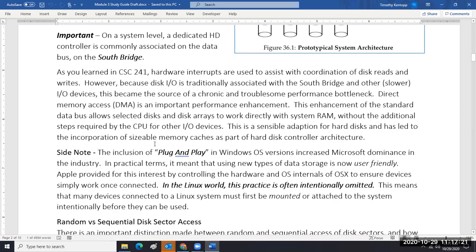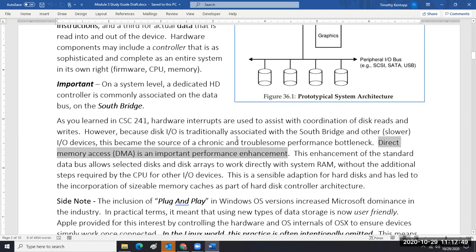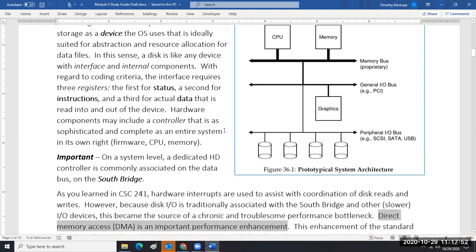The other aspect of this that's important to understand is this concept of direct memory access. There is a performance bottleneck, and some of the hard disk controllers, in particular RAID, redundant array of inexpensive disks, that's what the acronym stands for, use a specialized controller on the motherboard or data bus that provides kind of a direct flight to memory. You're always reading data out of the disk into memory, and then from there into the CPU, and then back.